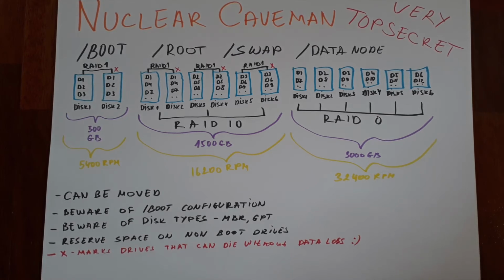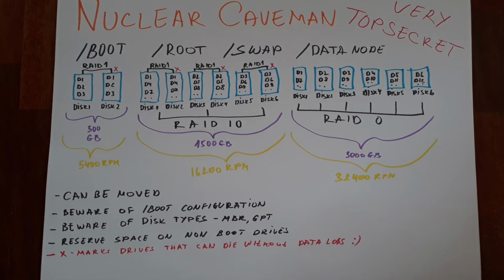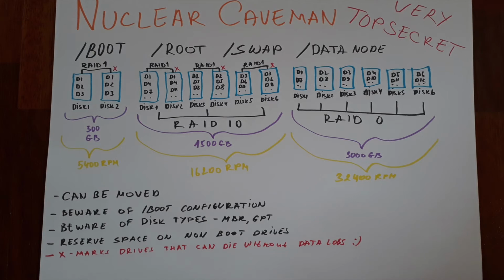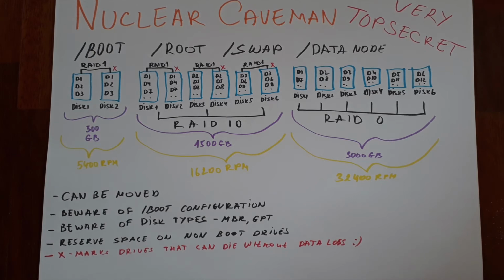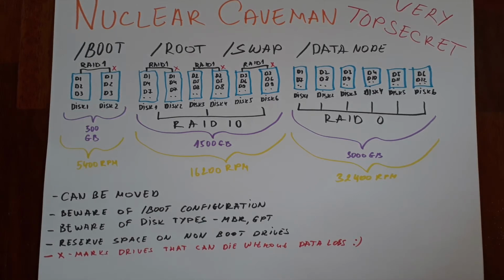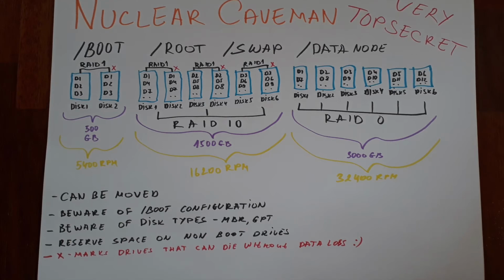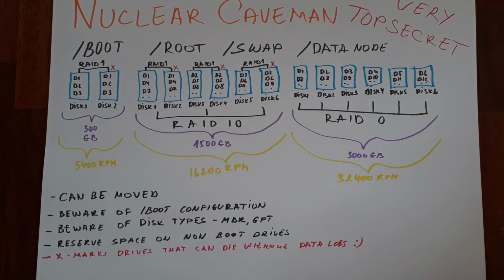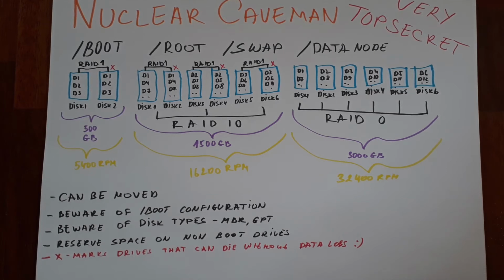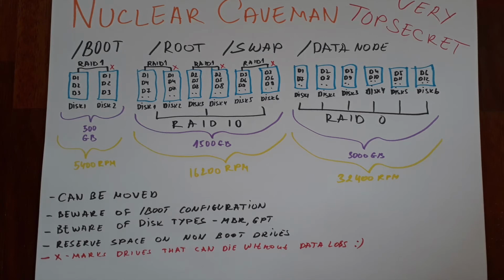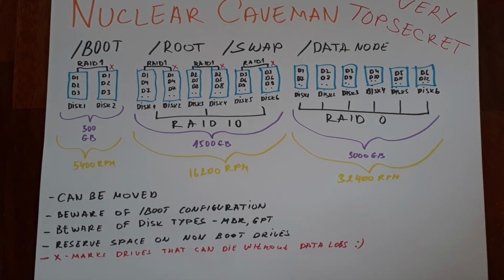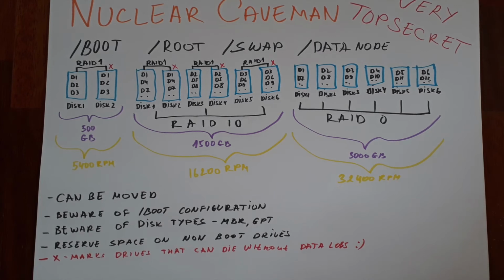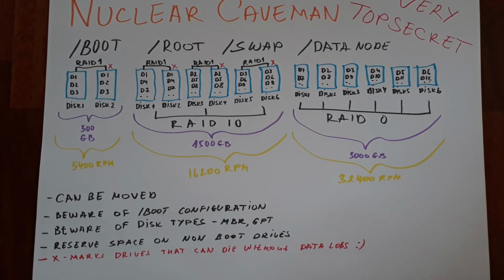Root and swap partitions, 6 drives in RAID 10 configuration, 3000 GB in total, 1500 GB available. Between 2 and 3 drives can die depending on the way the array is configured and where the drives stand in it. Theoretical speed is 16,200 RPM, and it's not necessary for the swap to be on a RAID array, but if it is on a single disk and it dies, there is a high chance that the operating system will not behave the way we expect.